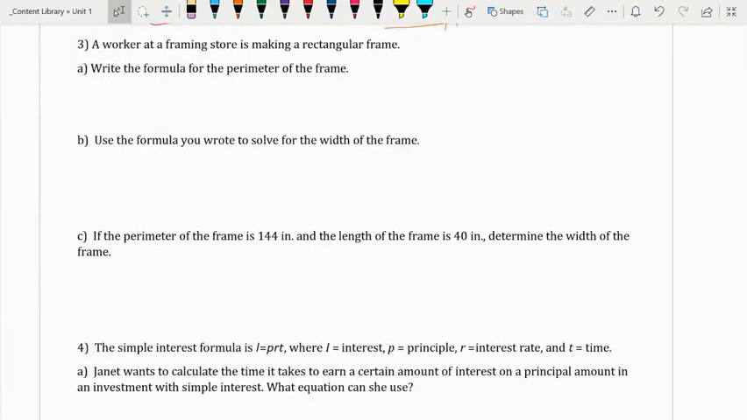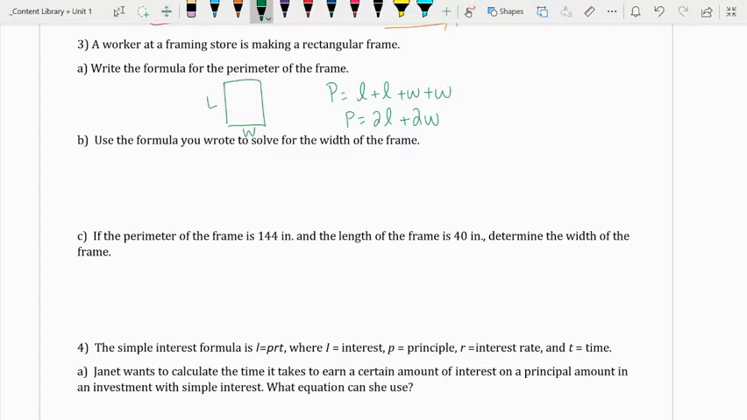Next thing we have is a worker at a framing store is making a rectangular frame. Write a formula for perimeter of the frame. So if we think about it, rectangular frame, right? You normally have length times width, right? To give the area. If we're talking perimeter, we would be adding up all the sides, which in other words is 2L plus 2W if we combine like this.